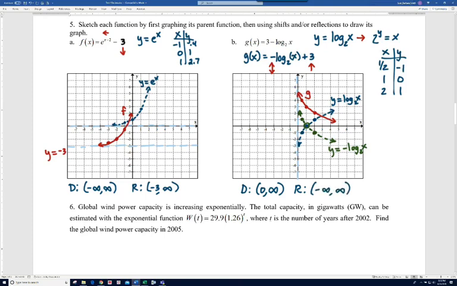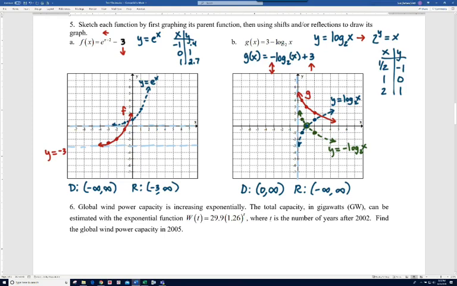All right, let's look at number 6. It says global wind power capacity is increasing exponentially. The total capacity in gigawatts can be estimated with the exponential function, as you can see here. Well, it's W(T) equals 29.9 times 1.26 to the T power, where T is the number of years after 2002. Find the global wind power capacity in 2005.